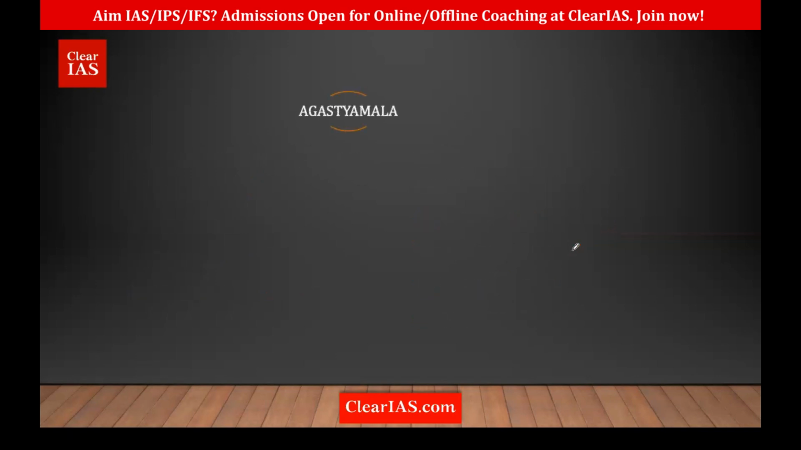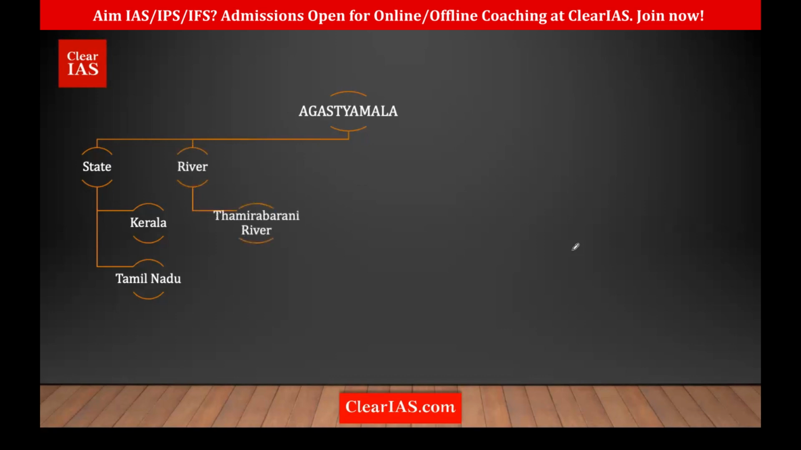Next is Agastya Mala. Talking about Agastya Mala, it's also called Agastya Kudam. Which state? Yes, it is in Kerala, and some part of it is in Tamil Nadu as well. And it is the southernmost part of Western Ghats. And which river passes through it? There is the Tamirabarani river as well as the Neyyar river passing through it. So both Tamirabarani as well as Neyyar river are passing through Agastya Mala.